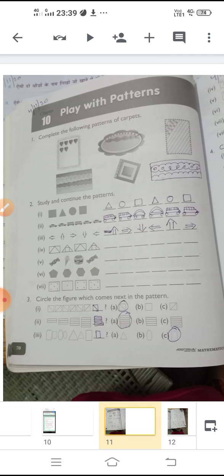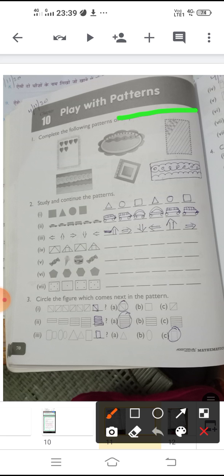So children, today in the workbook, chapter number 10, Play with Patterns. Question number one: complete the following patterns of carpets. Children, here some patterns of carpets are given. We have to complete them. Here I have drawn an example. How you have to complete the pattern.